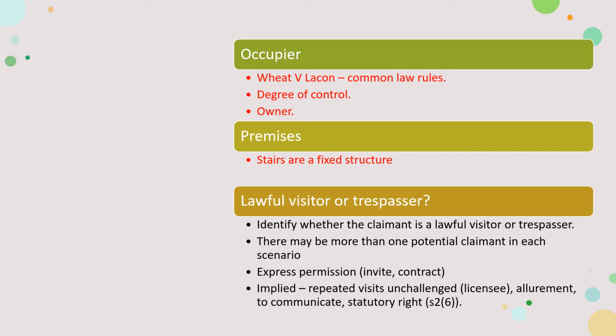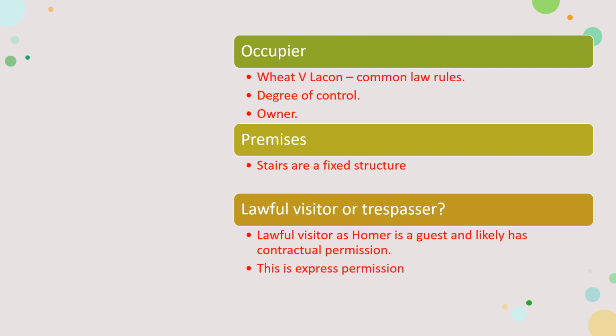Let's look at whether they're a lawful visitor or a trespasser then. What type of permission do they have to be there, or do they have no permission? Now in this case, Homer is a lawful visitor as a guest and therefore likely has contractual permission. We purchase a stay at a hotel, for example, or a holiday camp in this case, there's a contract there. This is express permission then.